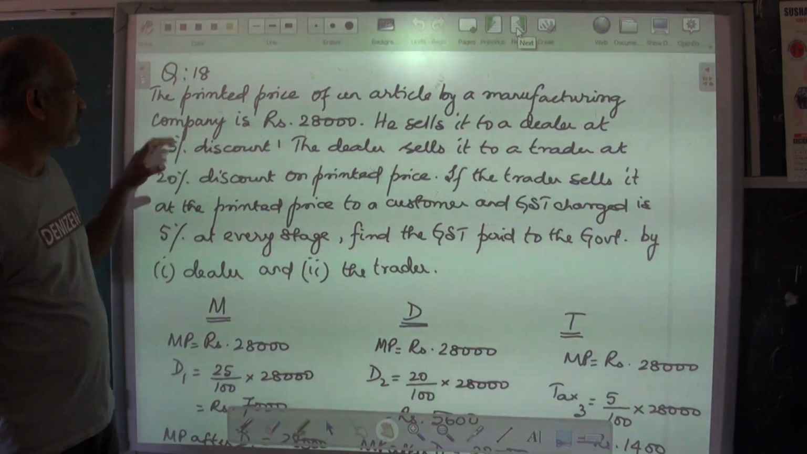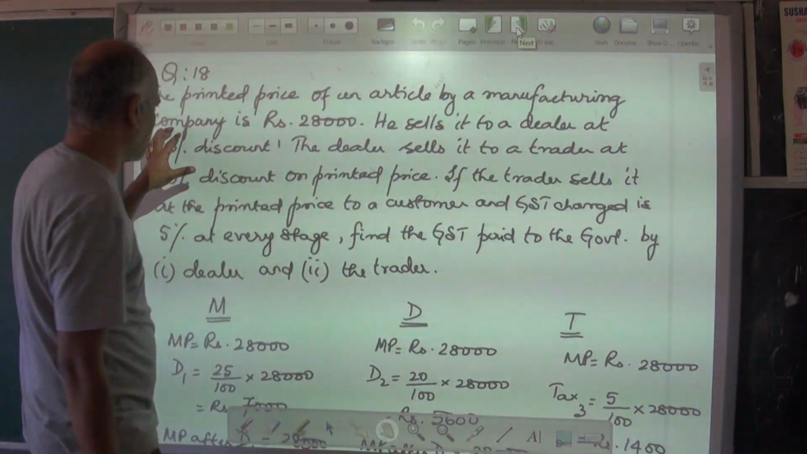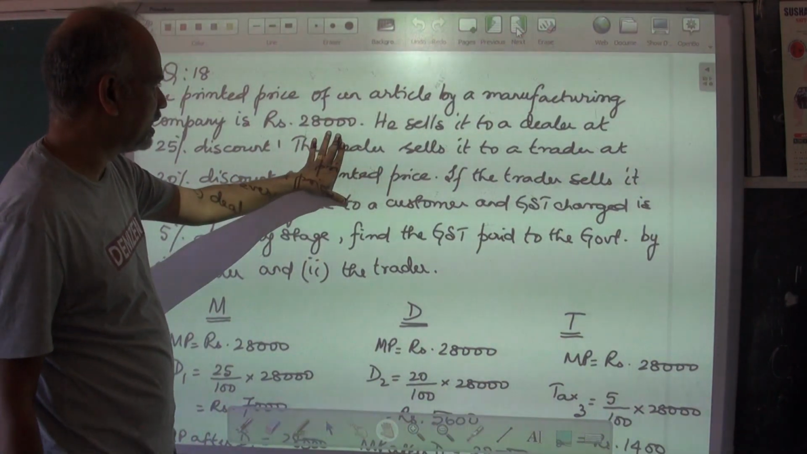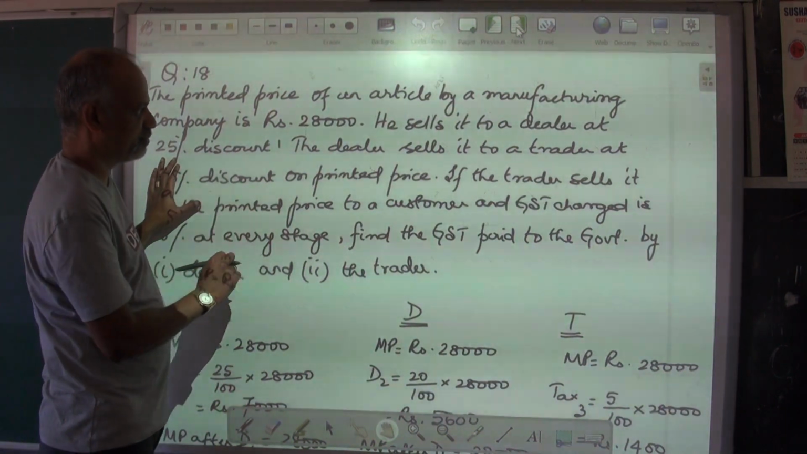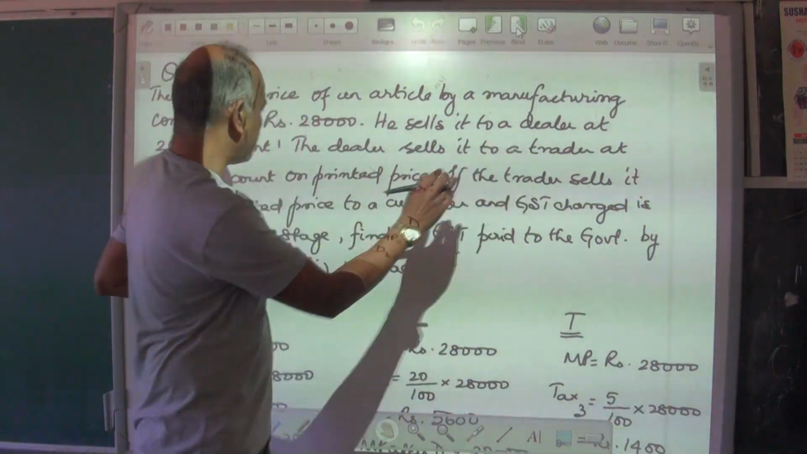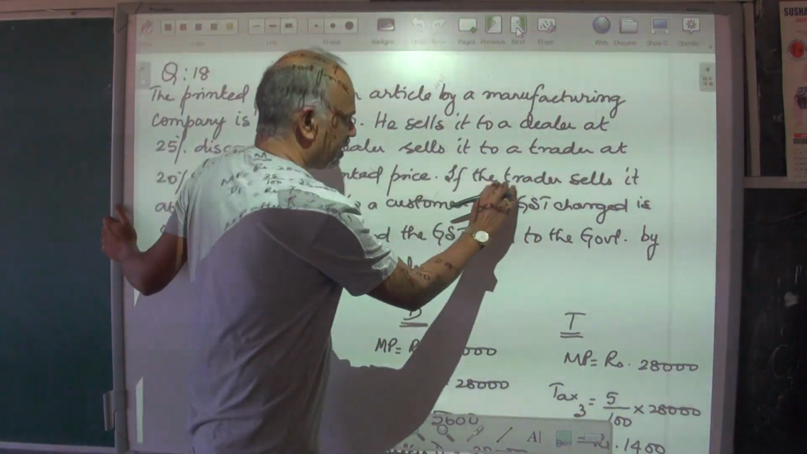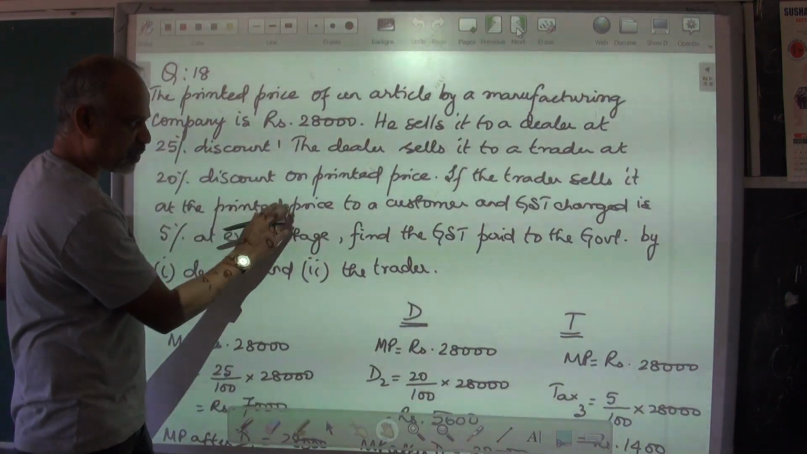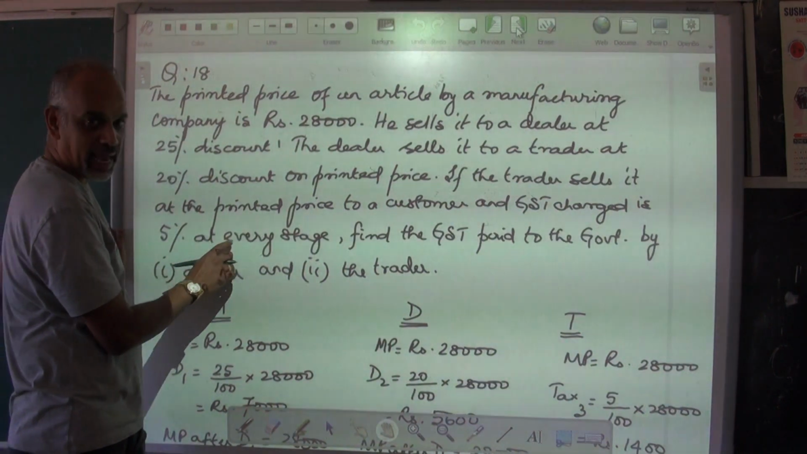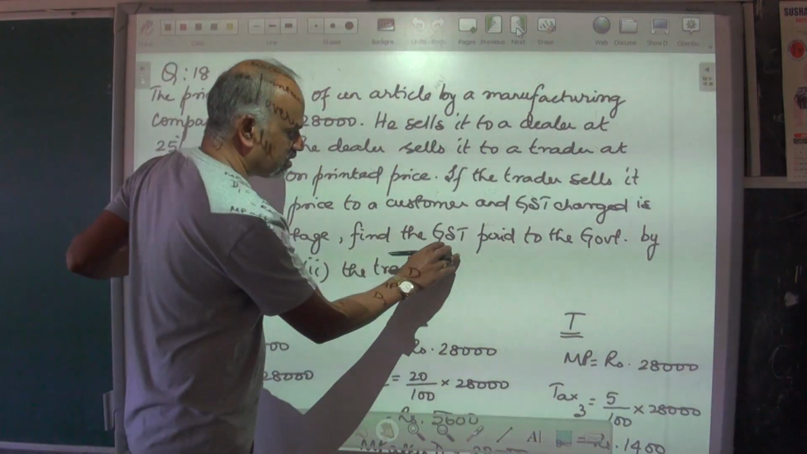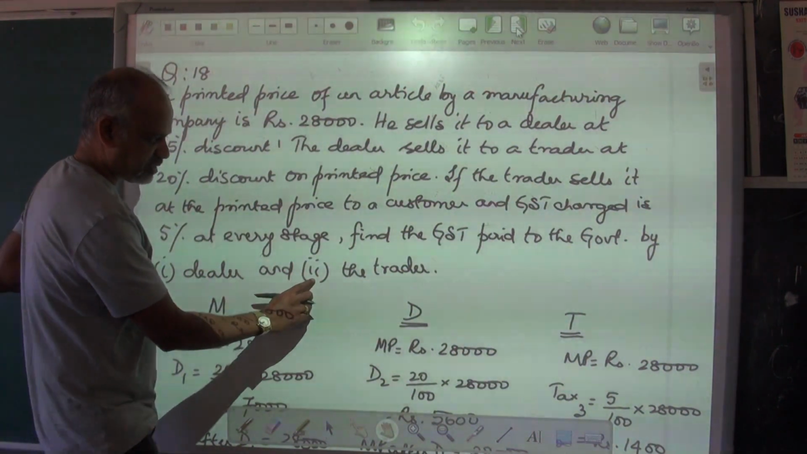Question number 18. The printed price of an article by a manufacturing company is rupees 28,000. He sells it to a dealer at 25% discount. The dealer sells it to a trader at 20% discount on the printed price. If the trader sells it at the printed price to a customer and GST charged is 5% at every stage, find the GST paid to the government by the first one, the dealer, and the second one, the trader.